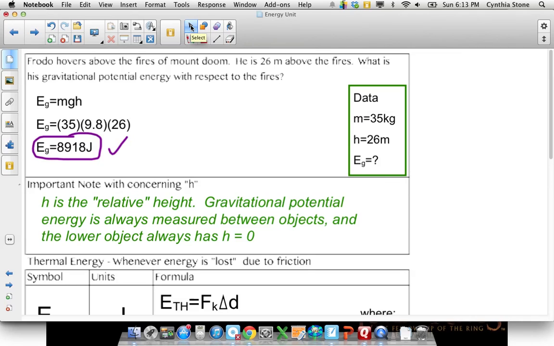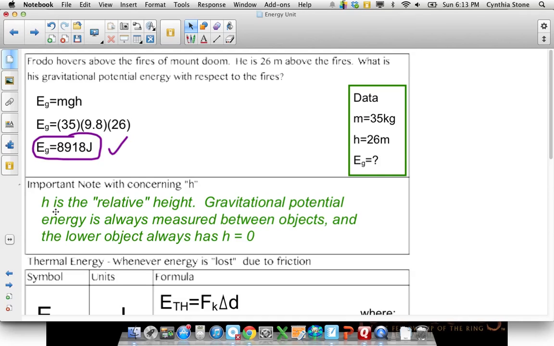Just a note about H. This is kind of weird, but it's the idea that it's the relative height. So we always measure gravitational potential between two objects. If you take a second course in physics, we do gravitational potential energy in general, and then you're looking at something completely different. But for this one, we're comparing the gravitational potential energy, usually for an object and the surface of the Earth.